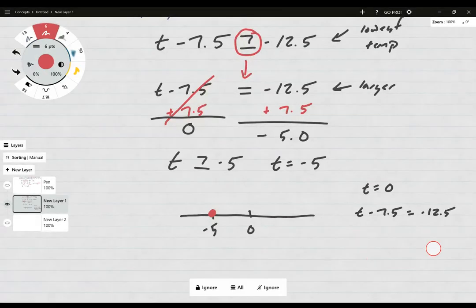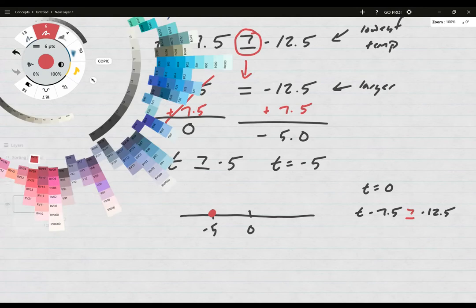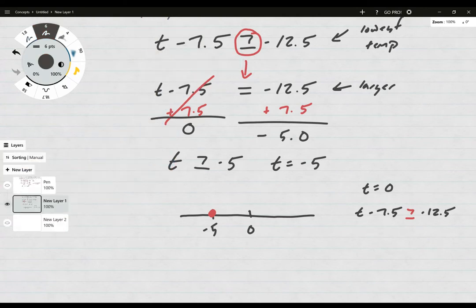Just backtrack all this. We are using not the equation, we're using the inequality, so it's greater than or equal to. Now if I was to complete my inequality, 0 subtract 7.5 is greater than or equal to -12.5. If this is true, then we know 0 is a solution.